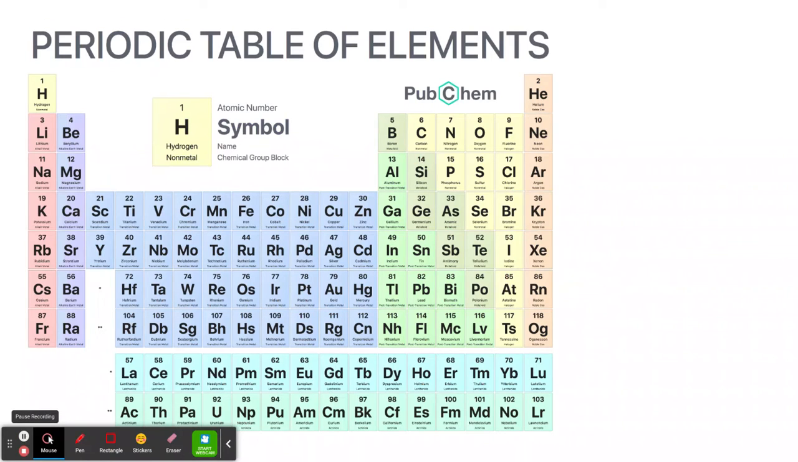So if we go back to the table, we can see that if we know the row, we know how many shells, orbits, energy levels it has. So let's see if you can answer this question. We'll go to zinc. Here is zinc. I'll circle zinc. How many rows, how many rings and orbits does zinc have?